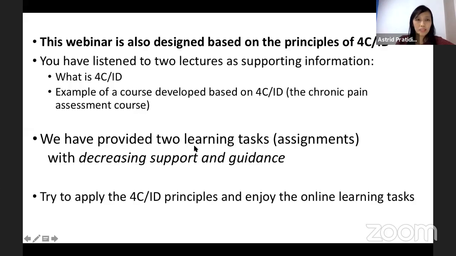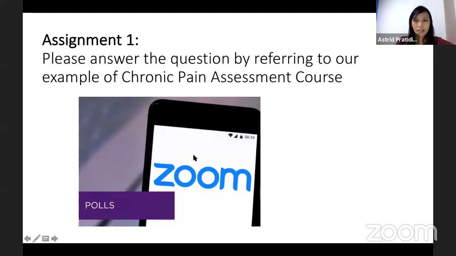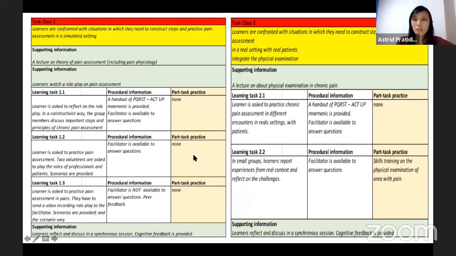So this webinar is also designed based on the principle of 4CID. We have provided 2 learning tasks with decreasing support and guidance. So try to apply and enjoy the online learning session. The first one will be based on these 2 task classes that I have presented before. Dr. Titin, can you please share the poll so our participants can try to answer some questions?